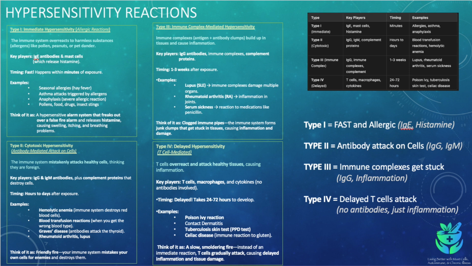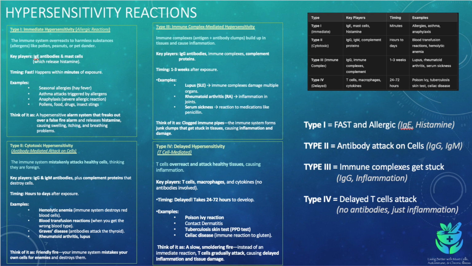Examples of this are lupus, SLE, which is the immune complexes damage multiple organs, rheumatoid arthritis, inflammation in the joints, and serum sickness, a reaction to medications like penicillin. Think of it as like a clogged immune pipe. The immune system forms junk clumps that get stuck in the tissues, causing inflammation and damage.